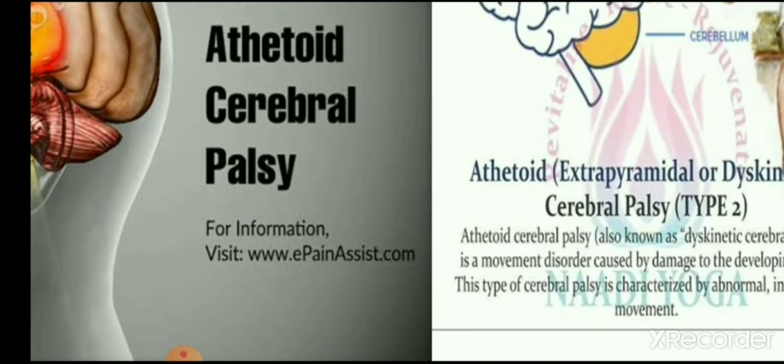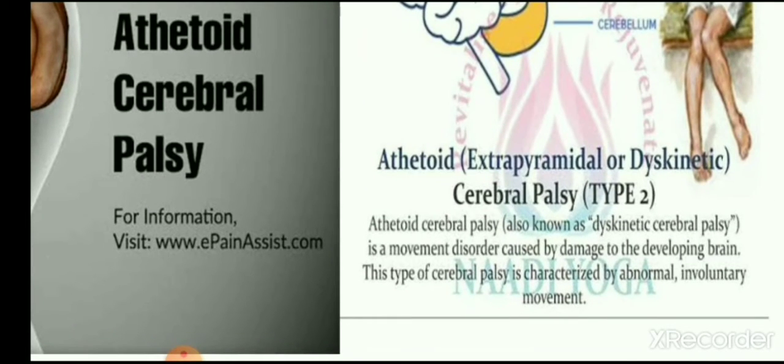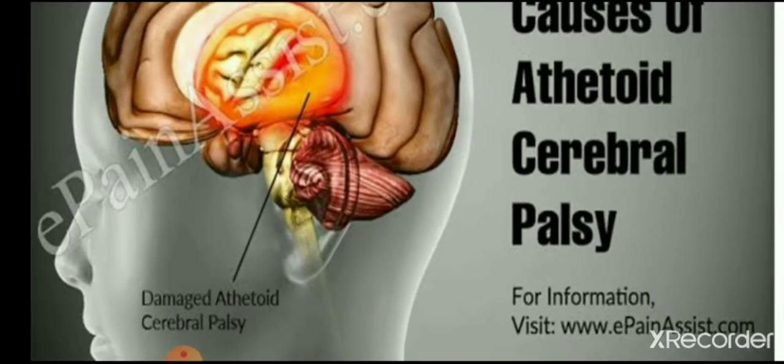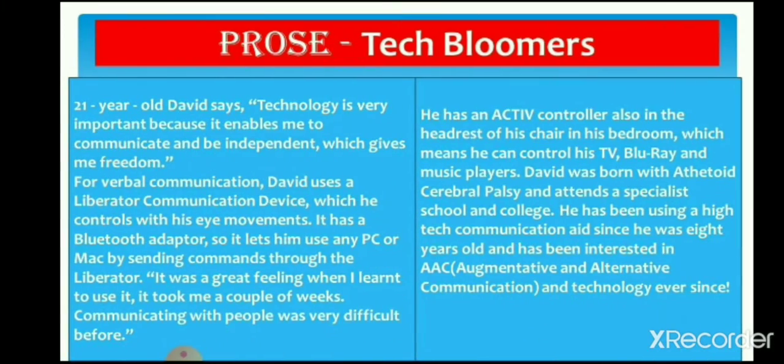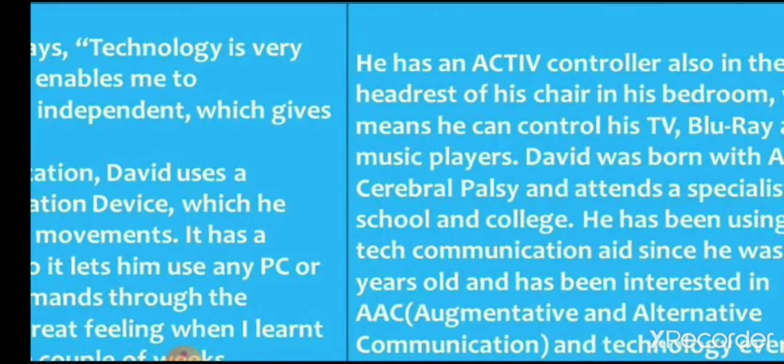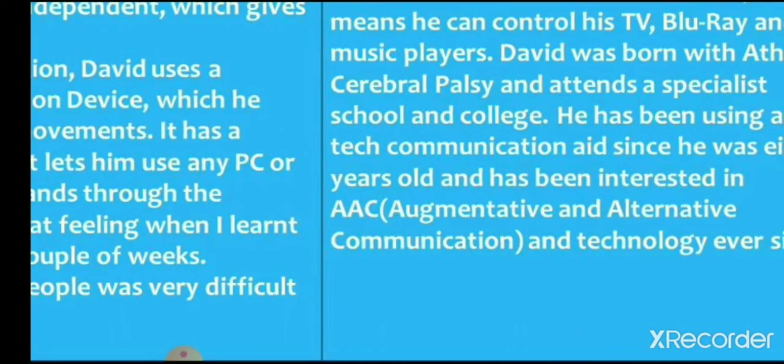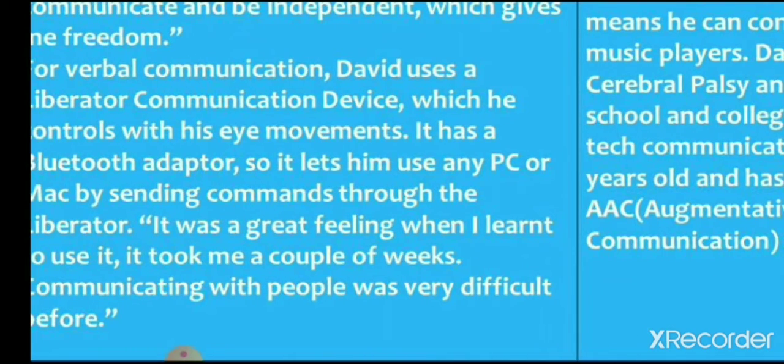So, athetoid cerebral palsy, also known as dyskinetic cerebral palsy, is a movement disorder caused by damage to the developing brain. So here, damage is caused to the developing brain. This type of cerebral palsy is characterized by abnormal involuntary movement. So because of tightening of muscles, he is unable to communicate properly and do any physical movement.